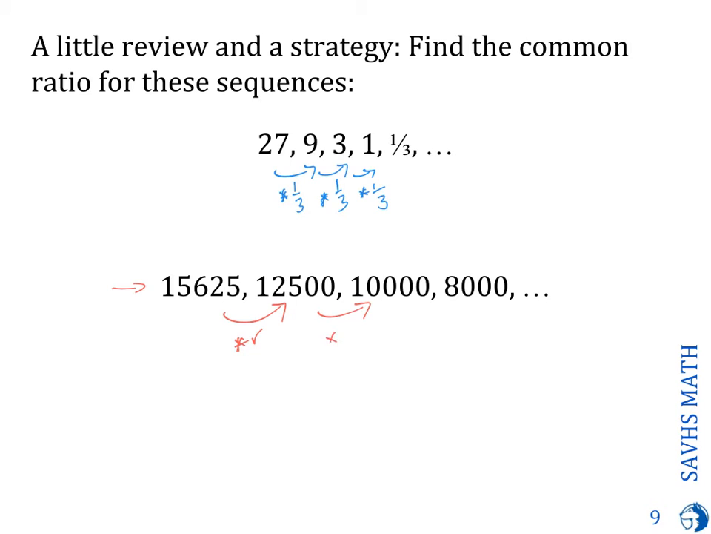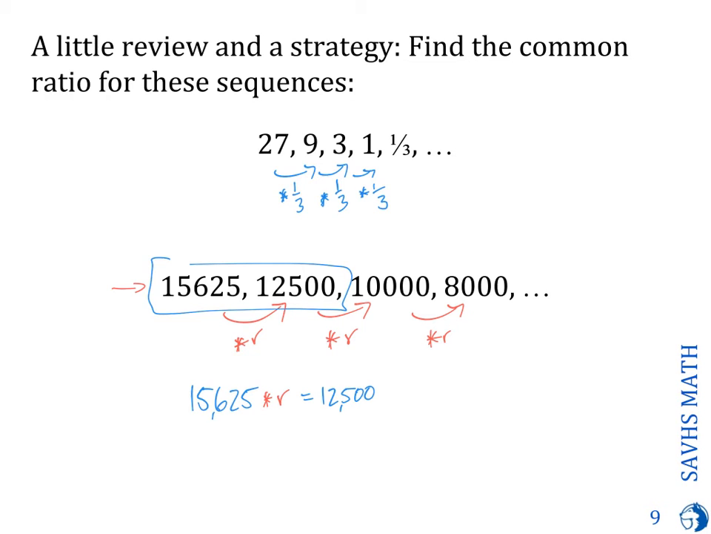Whatever my common ratio is, I'm multiplying by it each step. So I could take any pair of these numbers and write a little equation. I could write 15,625 times my R has to give me 12,500.